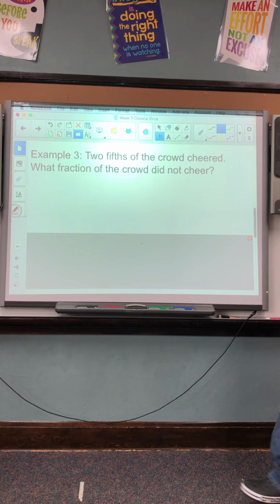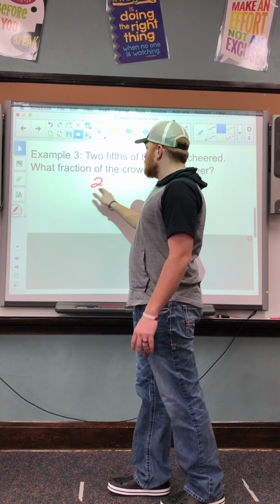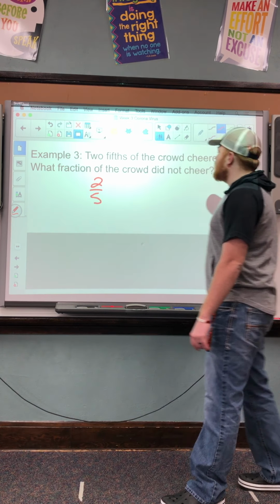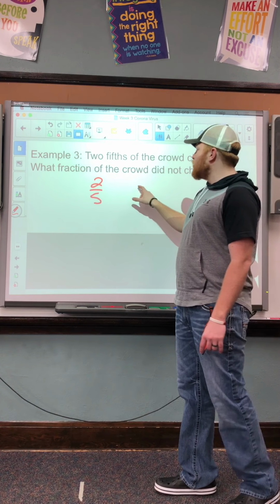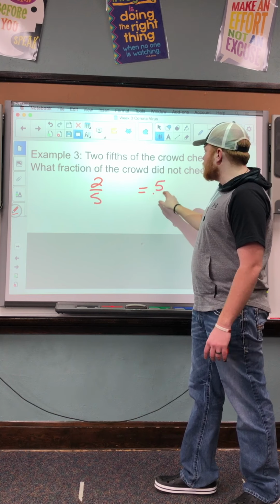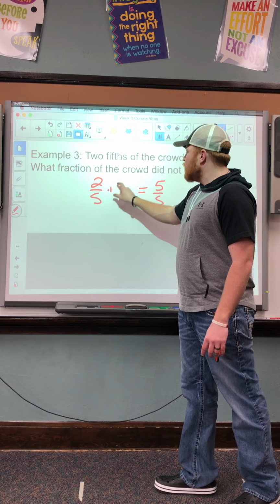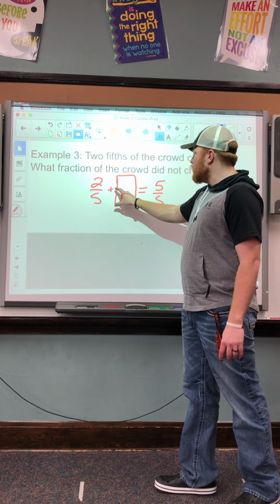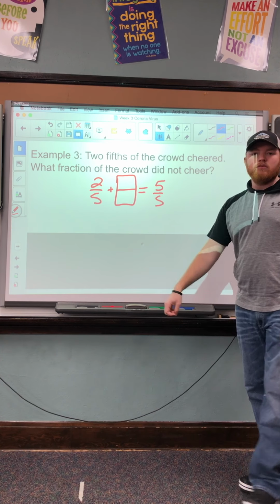2/5 of the crowd cheered. So 2/5 cheered. What fraction of the crowd did not cheer? Okay, so now to equal a whole, which would be 5/5, what fraction did not cheer? What are we looking for?